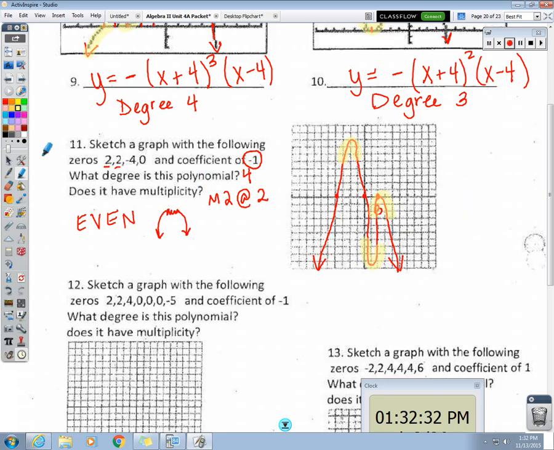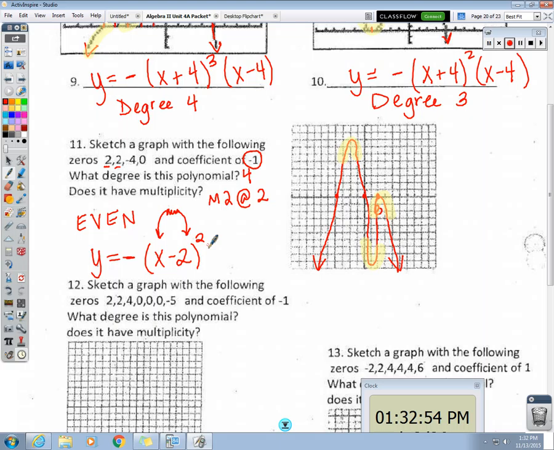Okay, now the only other thing I want you to do for this question is to write the equation in factor form. So y equals, what would I put first? A negative sign, because it's negative. Then what factor would I list first? The 1 for 2, so how would that be represented? And what do I do to that one? Square it, because it's a bounce.